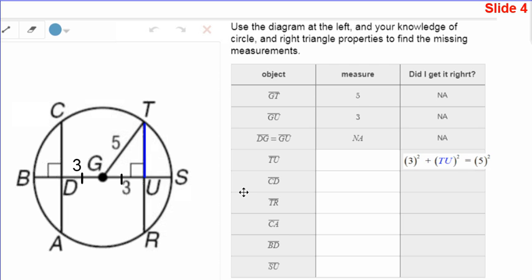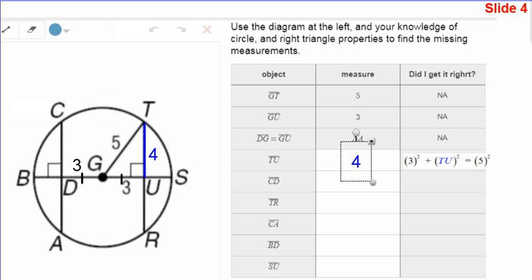Also, perhaps you notice that you've got this length being 3, this is 5, it's one of our triples, so this should be 4. Again, we would get that by solving our Pythagorean theorem as well. So TU is 4.